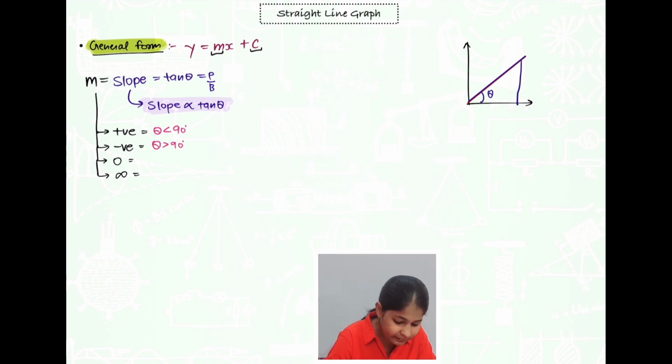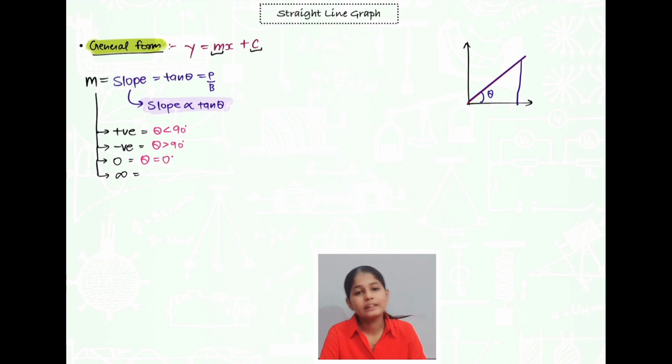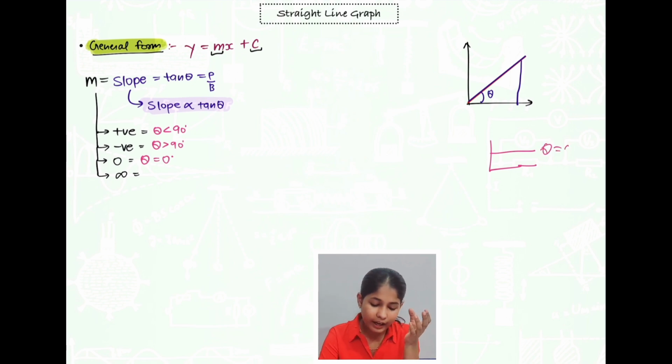When the theta is greater than 90 degree, then it will form the negative slope. When will the slope become 0? When the theta becomes 0 degree. For example, if I am taking this, here you can see there is no theta. So what can we conclude from it? That as the theta is equal to 0, the slope will also become 0.